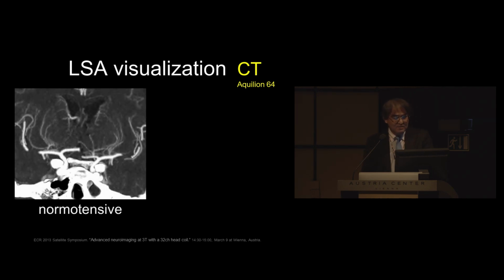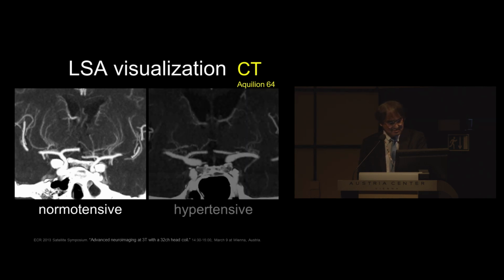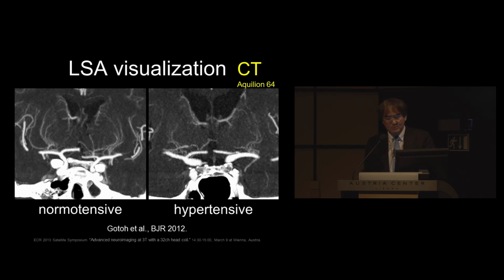So when a subject is normotensive, you can visualize these lenticulostriate arteries. Actually, this is a 60-year-old male subject. So what happens if the patient has hypertension? This is the result. Same age, 60-year-old subject, and you see very tortuous and less visualized lenticulostriate arteries presented here.